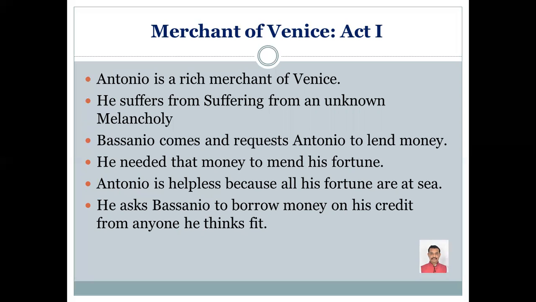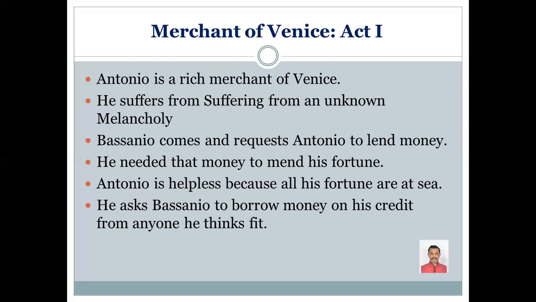But Antonio at this time is helpless because he doesn't have ready money with him, and he says that all his fortunes are at sea, and they have gone for business to the shores of various countries, and unless his ships come back to the shore of Venice, he will not be able to give any ready cash to Bassanio.